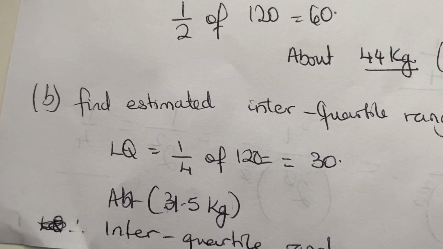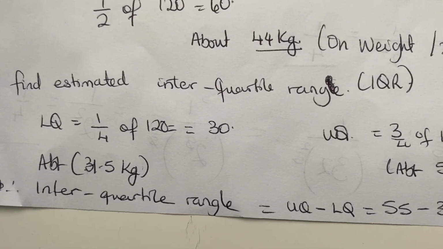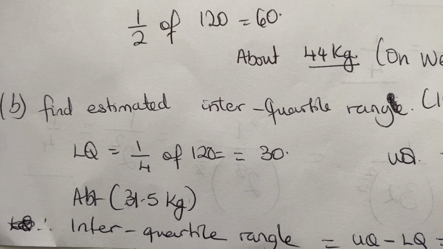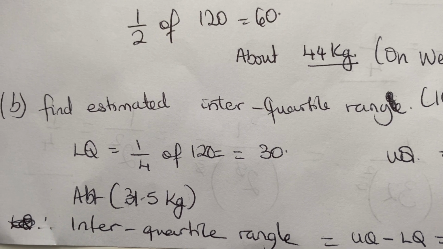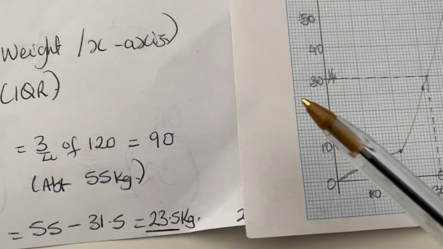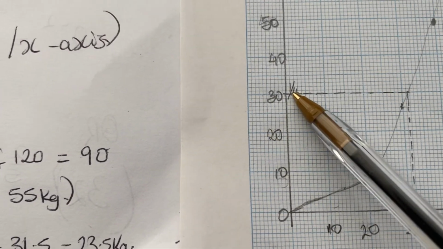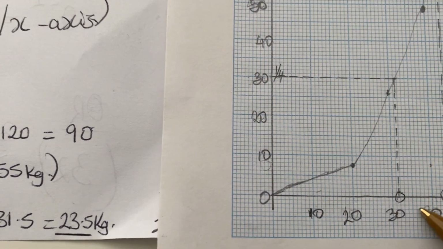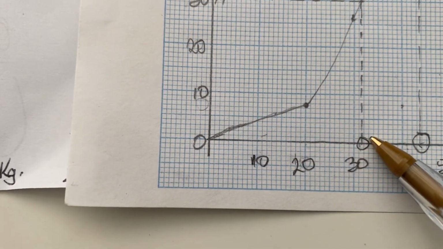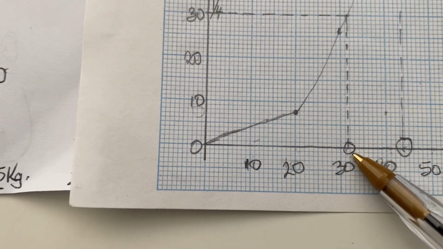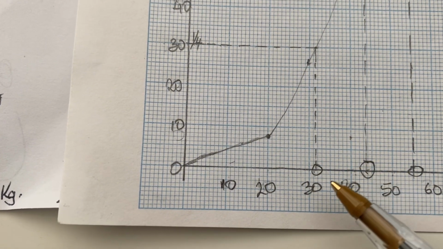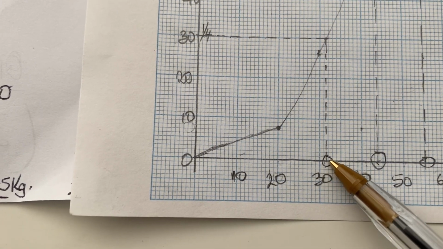Find the estimated interquartile range. Okay, now you need the lower quartile, which is 1/4 of 120, which is 30. So you come here on the y-axis again, 30 all the way down, that is 30. On the x-axis, you are going to be getting about 31.5. Look at it. If that is 30, that is 40. So that is 31.5.